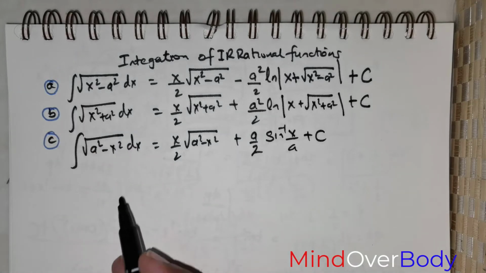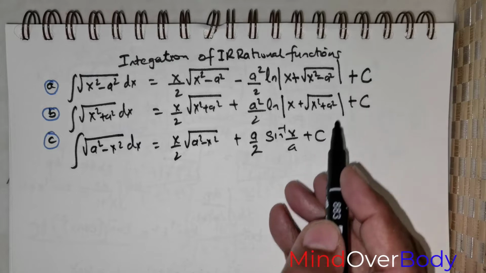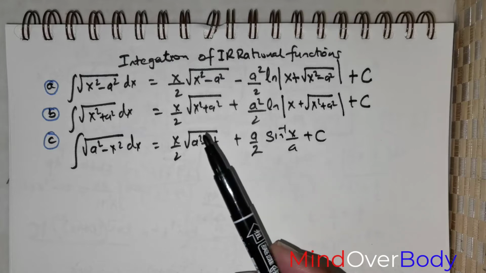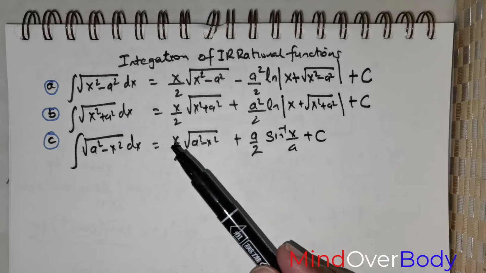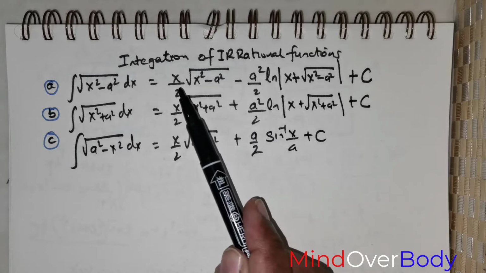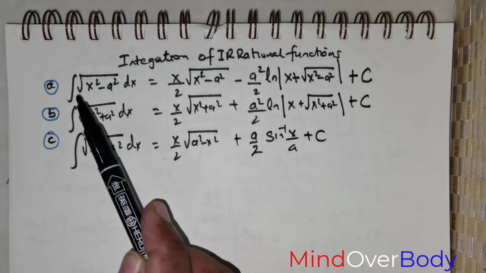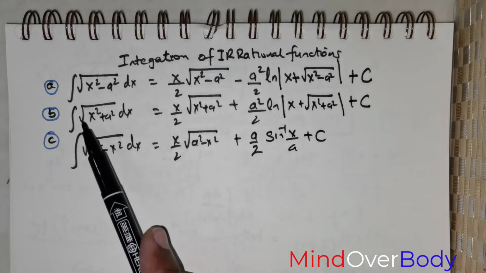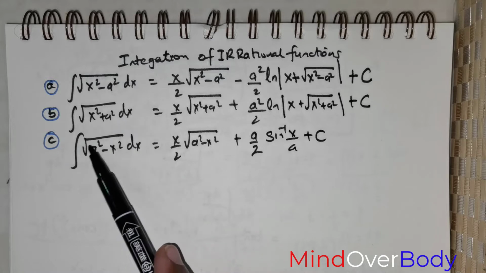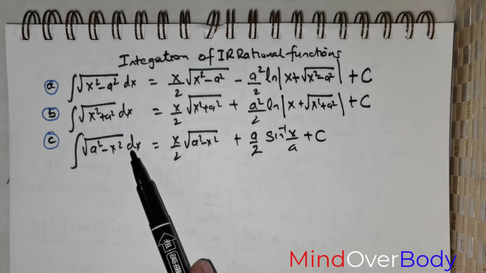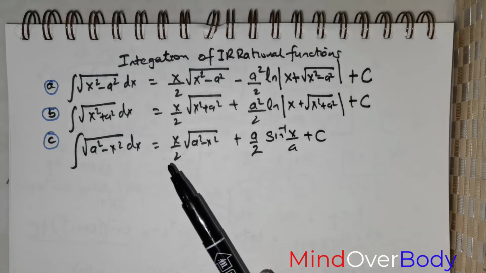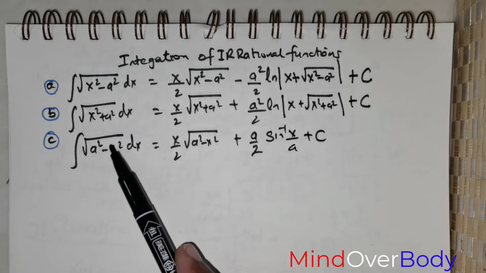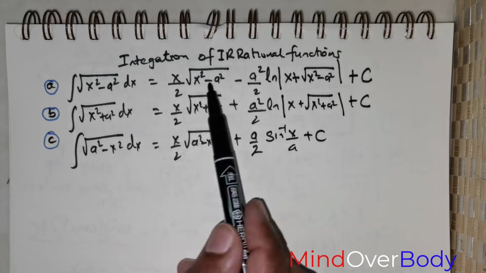I understand that all of these look a little complicated, but with some practice you will be able to master these formulae. You can clearly see the similarities in them. For example, integral root of x squared minus a squared dx, integral root of x squared plus a squared dx, integral root of a squared minus x squared dx. In all of these cases, x over 2 appears, followed by the integrand which is present there.